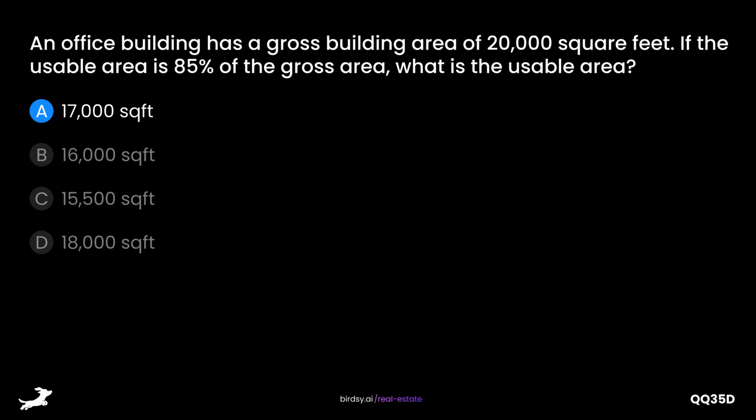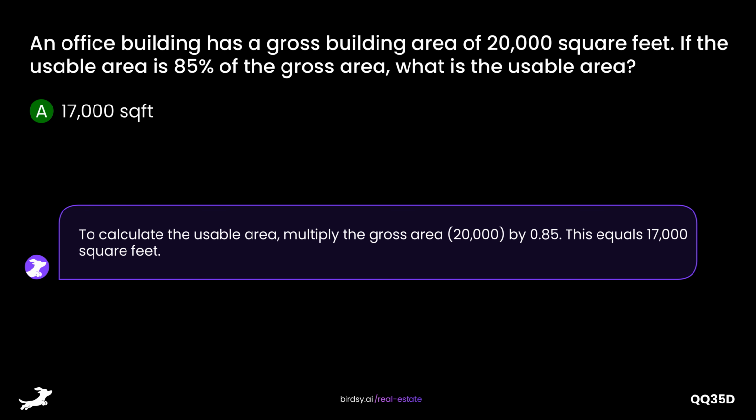Is it A, 17,000 square feet, B, 16,000 square feet, C, 15,500 square feet, or D, 18,000 square feet? The answer is A, 17,000 square feet. To calculate the usable area, multiply the gross area, 20,000, by 0.85. This equals 17,000 square feet.